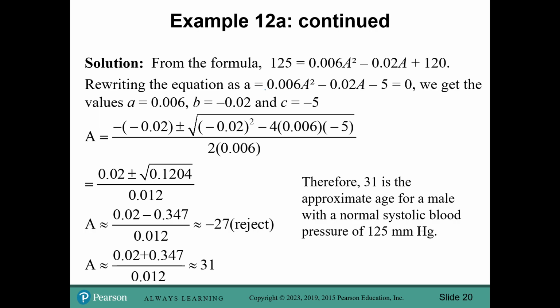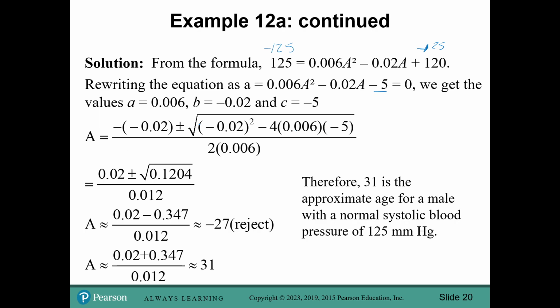Rewriting the equation as 0.006a squared minus 0.02a minus 5 equals 0. The reason we did that is we have to have a 0 on one side. So essentially what we did here is subtract 125 on this side and subtract 125 on that side. Oops, so that's 125 there. And that's how we got the negative 5 here.